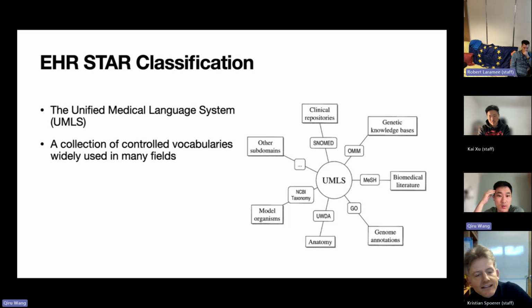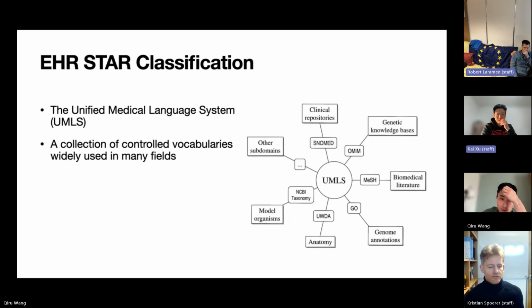What I want to ask is, can you evaluate your EHR star classification? It seems like it should be a contribution from your research. If you're not listing it as a contribution, you're missing a bit of a trick here, I think. It seems to me like it's got some value to it.